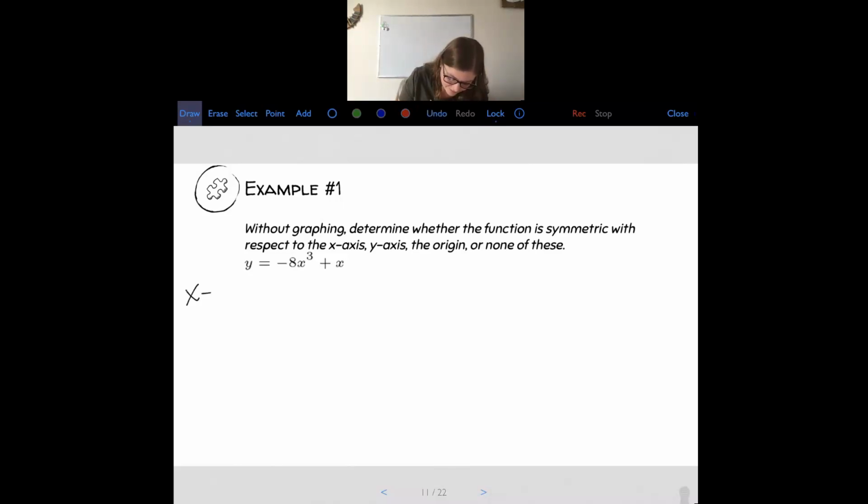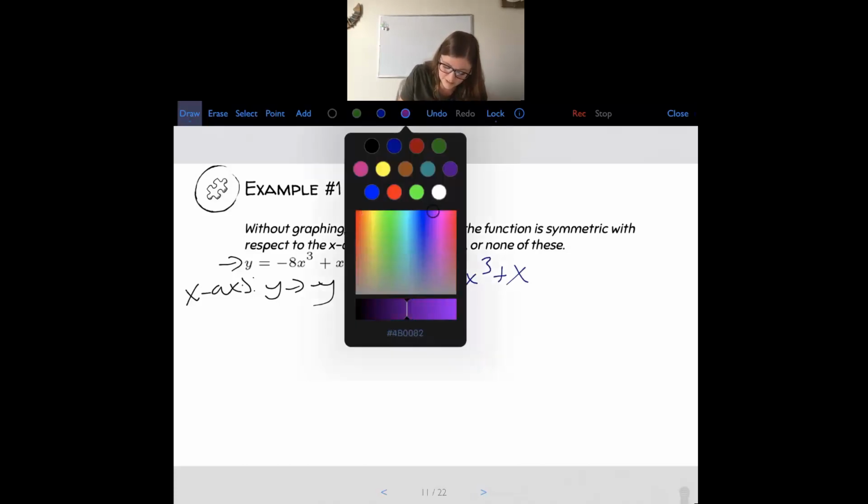So first with x-axis, we replace y with negative y. Okay, so we only have one y here, so that's going to become negative y, and everything else stays the same. Okay, so if we solve this for y, we would divide everything by negative 1.